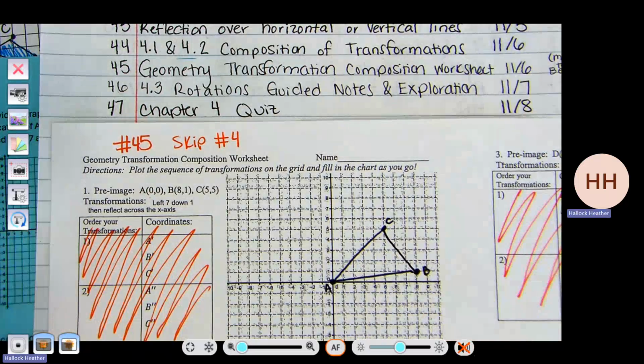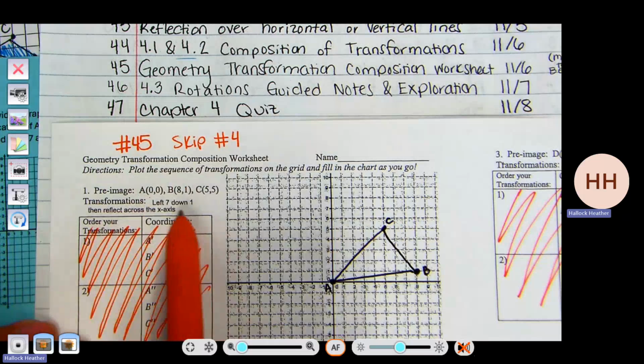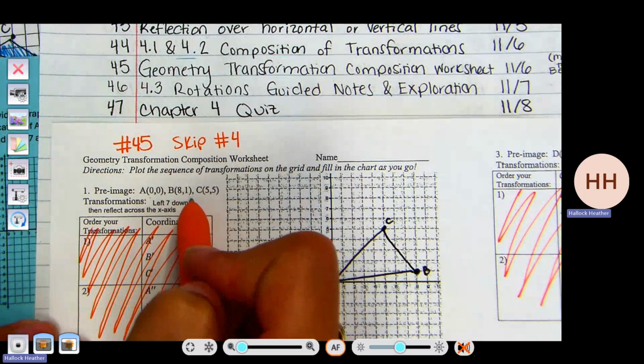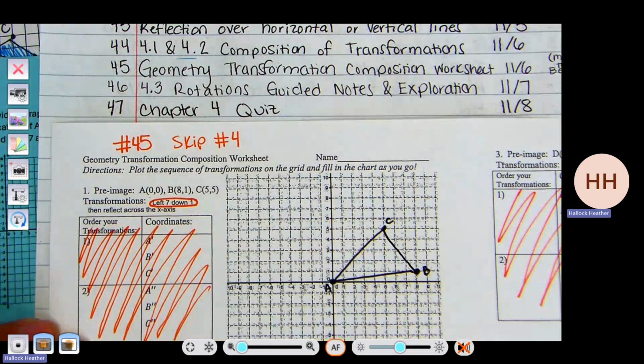For the quiz, each problem has 1 step. So you're either reflecting it or you're translating it left and right and up and down. For this, it's the harder problem. There's only 1 2-step problem on your quiz. These are 2-step problems. So first thing we're going to do, it says transformations. The first thing we have to do is go left 7 and down 1, because that's the first thing written in the sentence. You cannot go out of order.